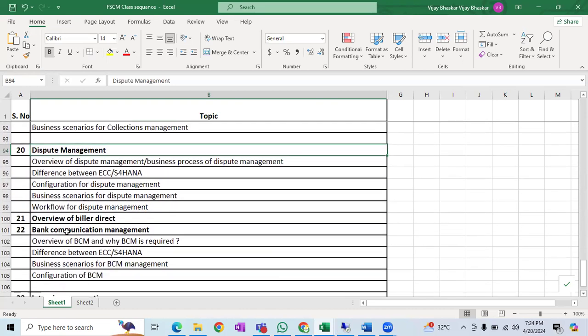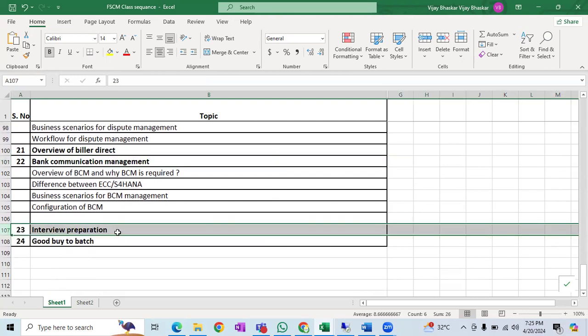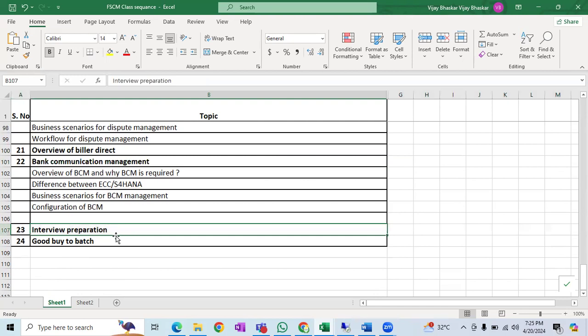Then the overview of bill or direct, this also we will see. Then the next one would be bank communication management, which is the last topic. Then interview preparation, how we need to prepare for the interview and what topics we need to focus on. Up to here we are going to end the batch. So these are the topics which I am going to cover in the sessions.